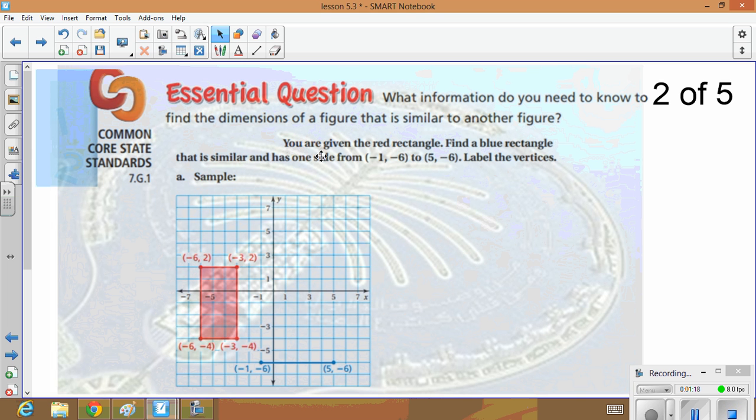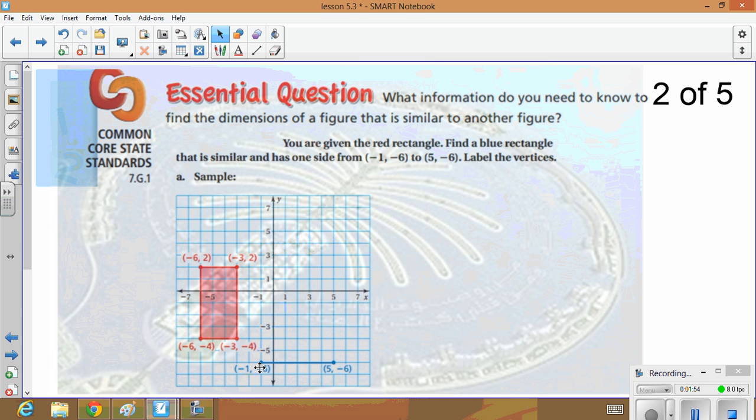You're given the red rectangle right here on the grid. To find the blue rectangle that is similar, it has one side from -1, -6 to 5, -6, and that's right here where my cursor is moving. Write and label the vertices. So what we need to do is find the other side, because if I know how tall this rectangle is going to be, I know the other side is going to be just as long.